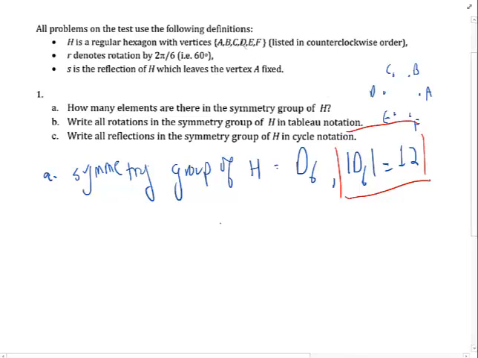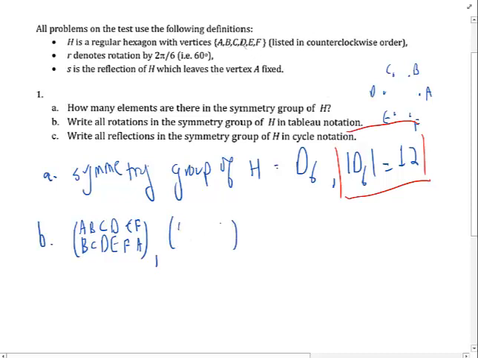Okay, part B: write all the rotations in tableau notation. All right, so in tableau notation, we know the first row is going to be A, B, C, D, E, F. Now, the first rotation would be 60 degrees, and that means A goes to B, B goes to C, C goes to D, E goes to F, and F goes to A. That would be the first one.